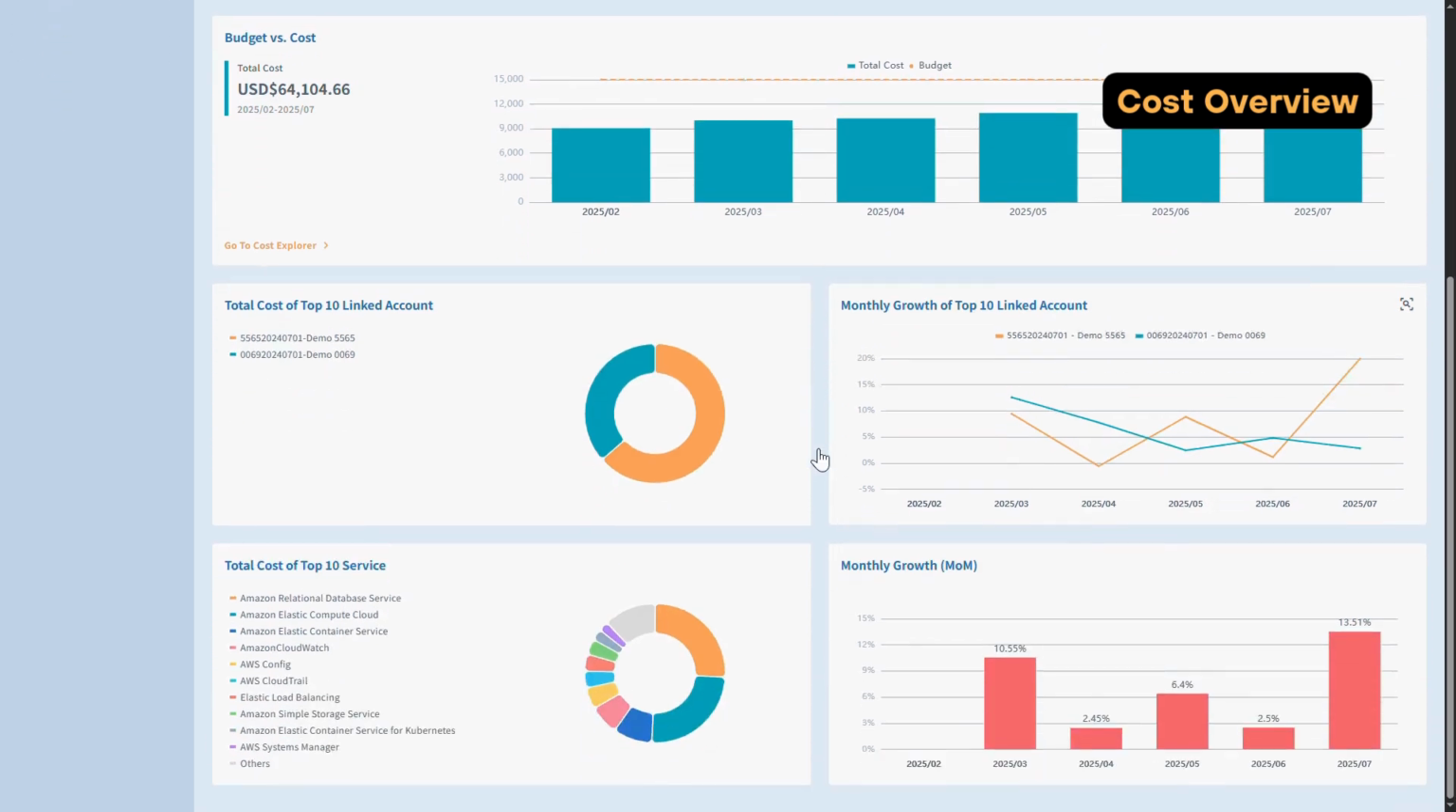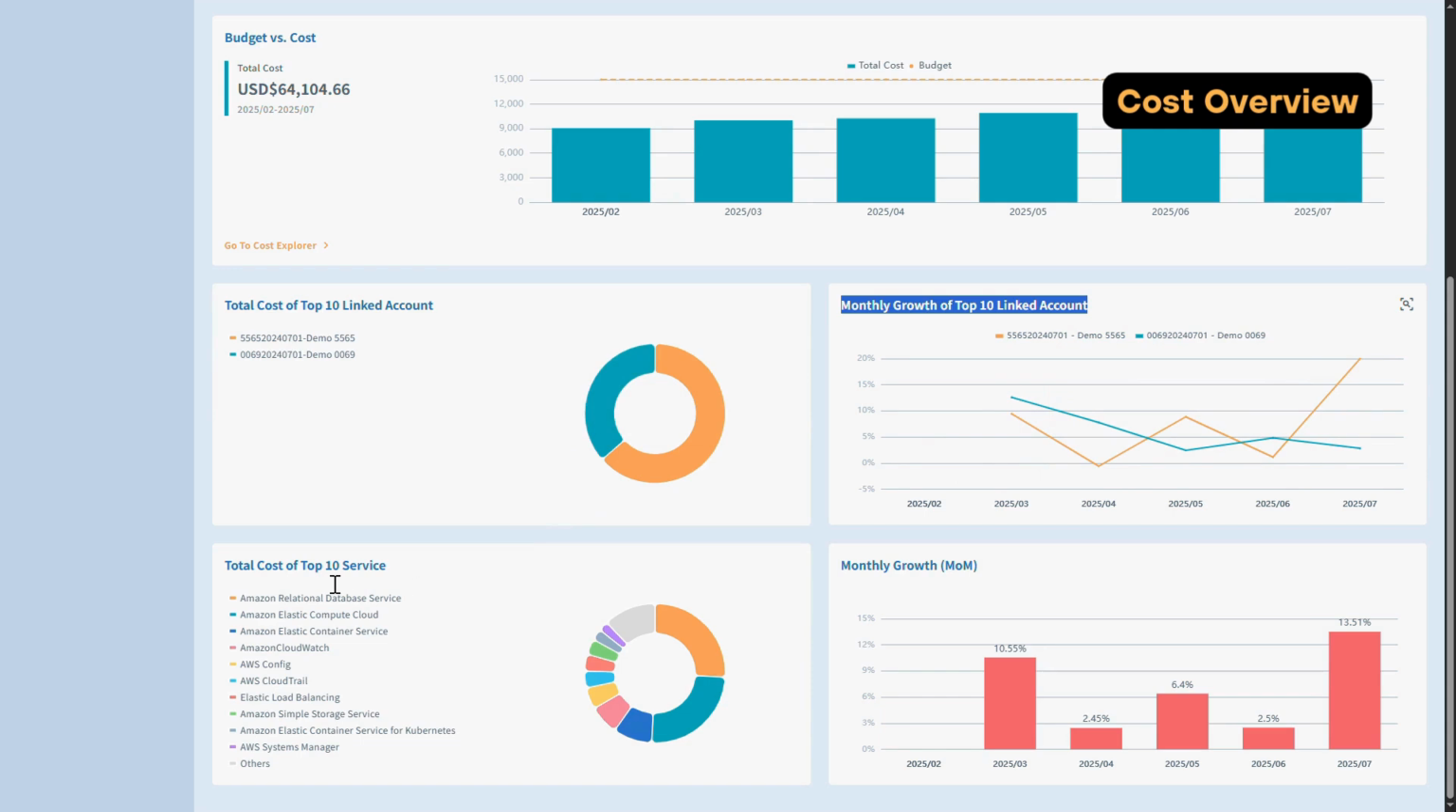Top 10 linked accounts. The pie chart on the left shows which accounts or teams are spending the most. As shown here, accounts 5565 and 0069 make up the majority of the spend. So if you want to know who the top spenders are, this is the chart to check. On the right, we have a line chart that works hand in hand with the pie chart. It's called Monthly Growth of Top 10 Linked Accounts. It shows whether the top spending accounts are increasing or decreasing their spend each month. This allows us to track budget usage more precisely across teams.